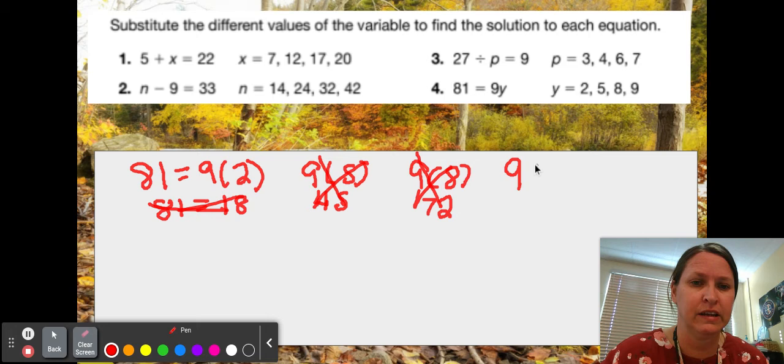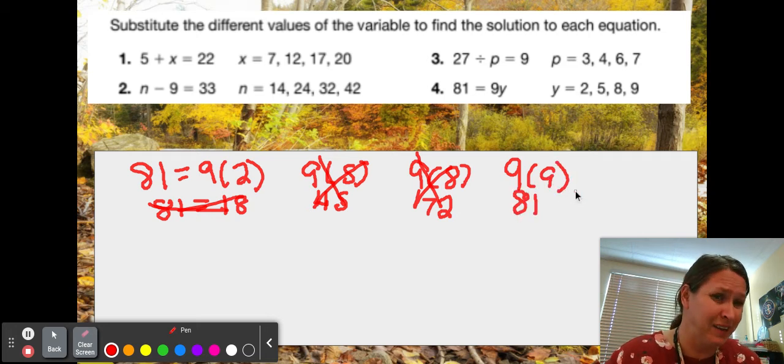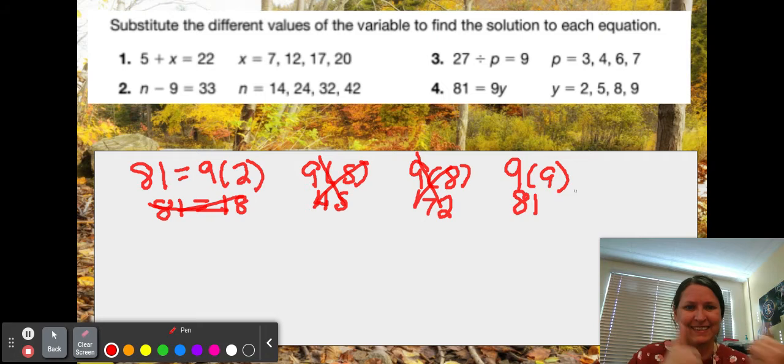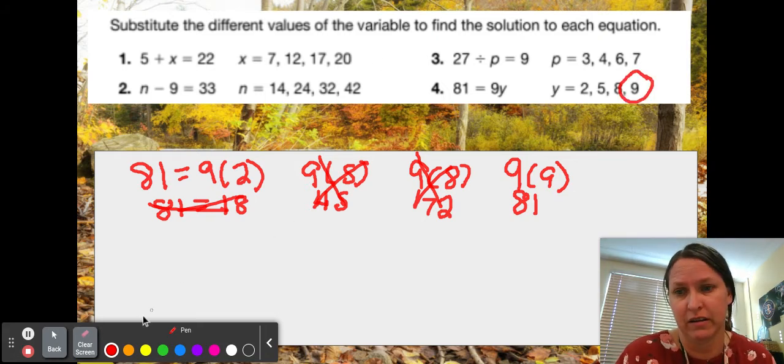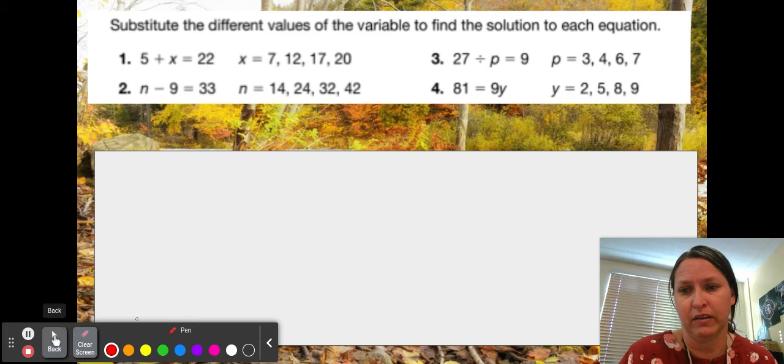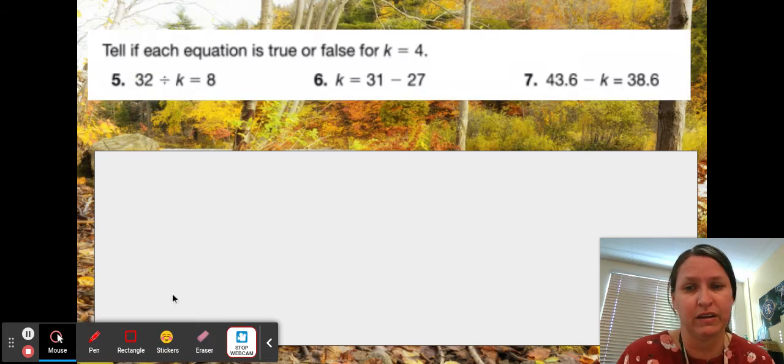Now let's look at 9 times 9. 9 times 9 is 81. Does 81 equal 81? Yes, it does. Perfect. So my answer here would be 9. Now, let's go to another screen.